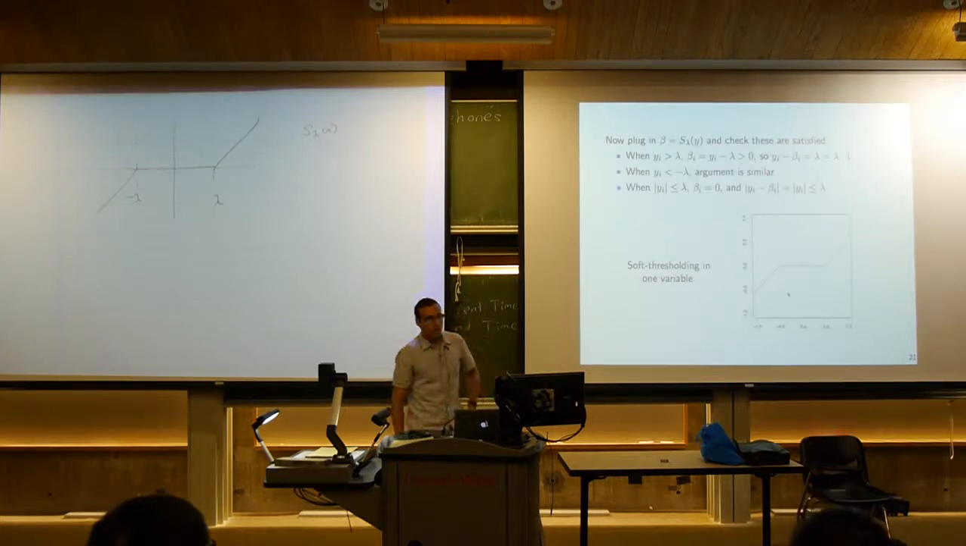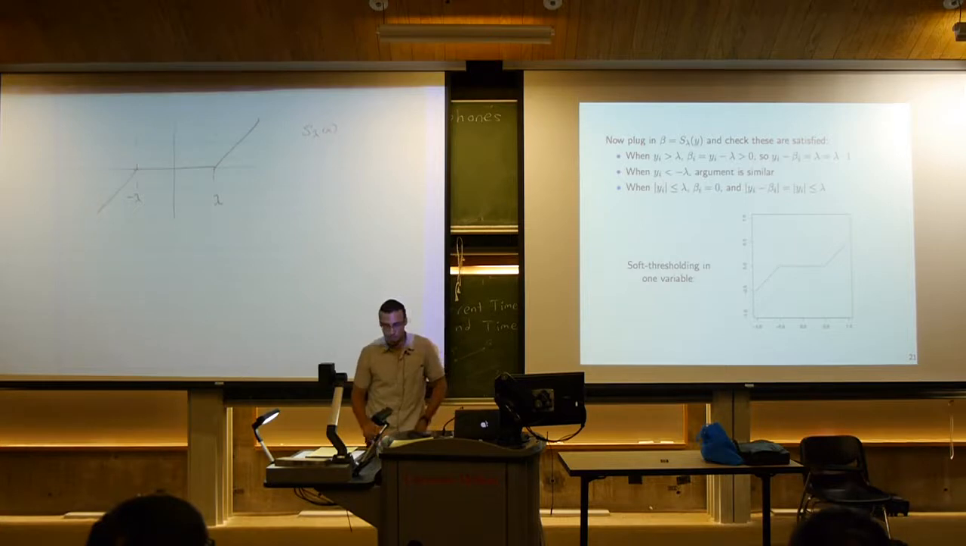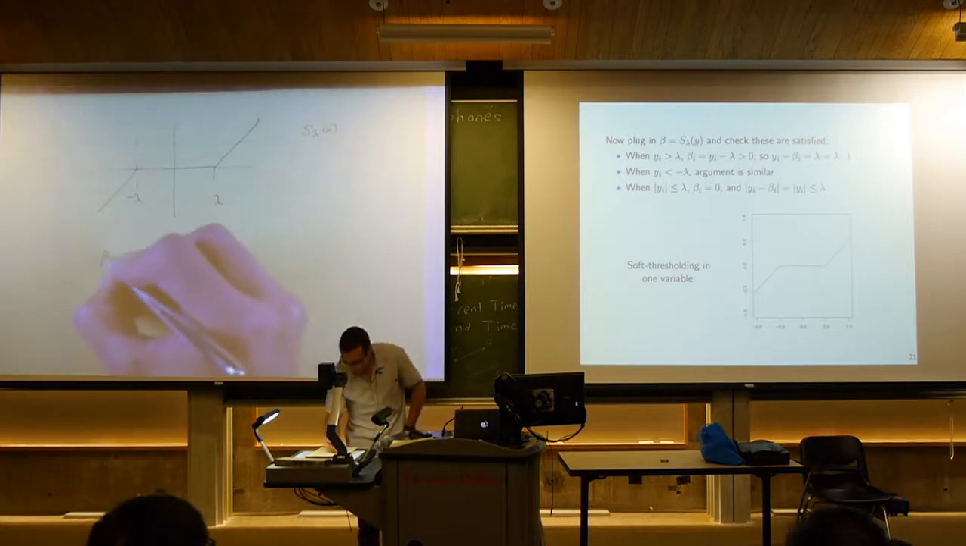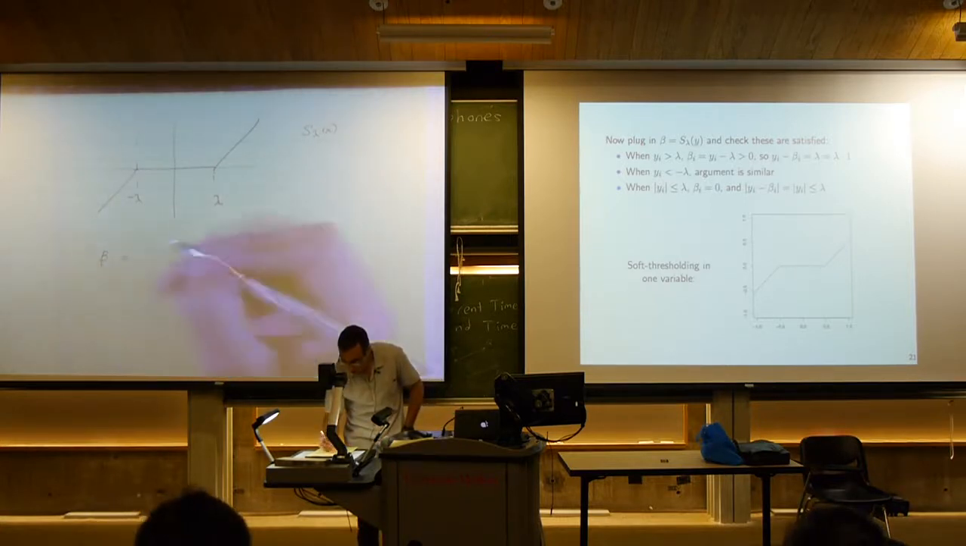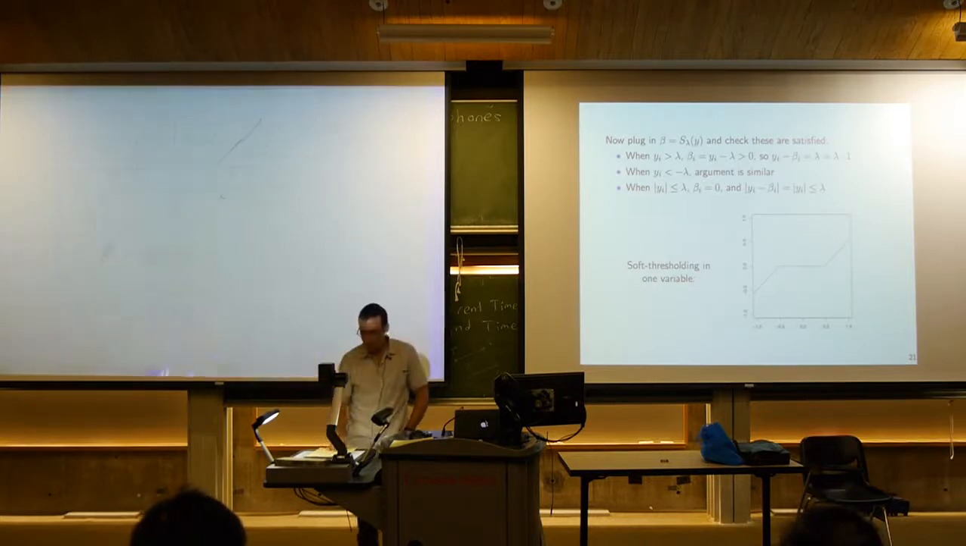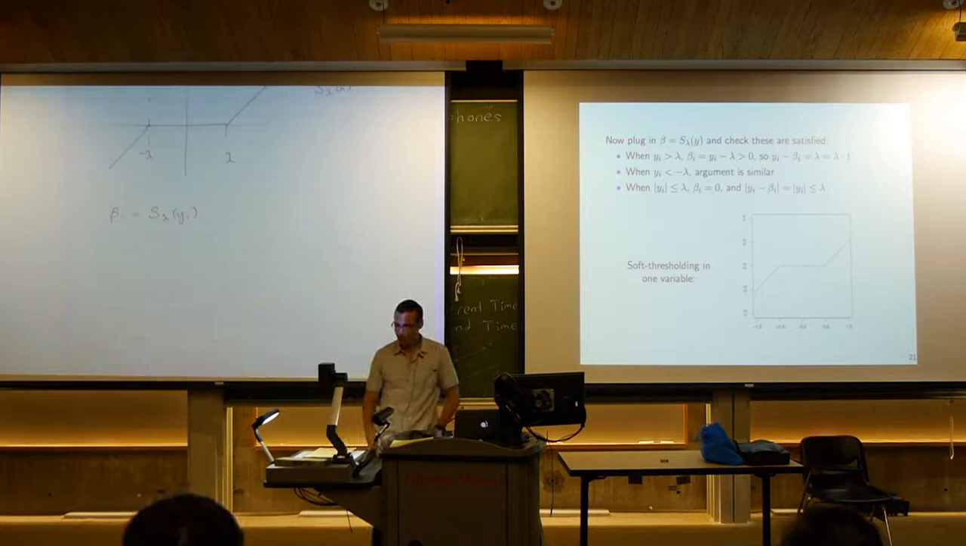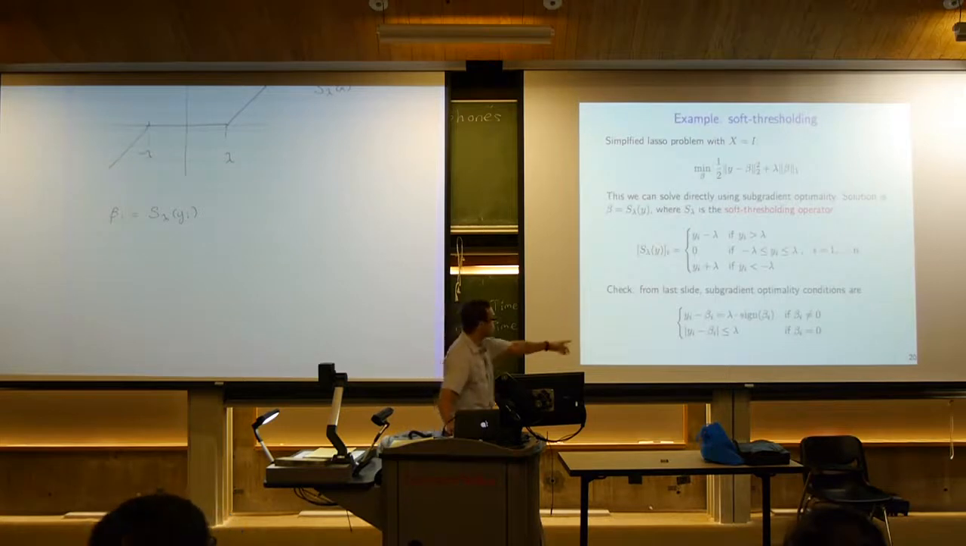So let's just plug in, right? Plug in for each beta I the result of soft thresholding, the corresponding component of yi by the amount lambda. And let's just check that this is satisfied, right, component by component.